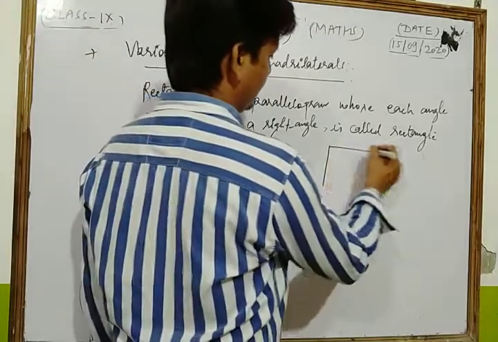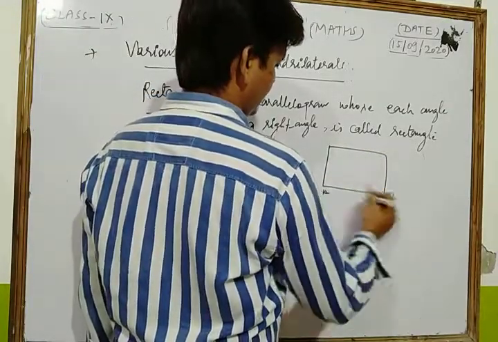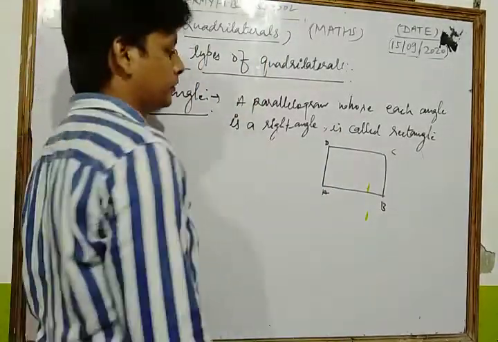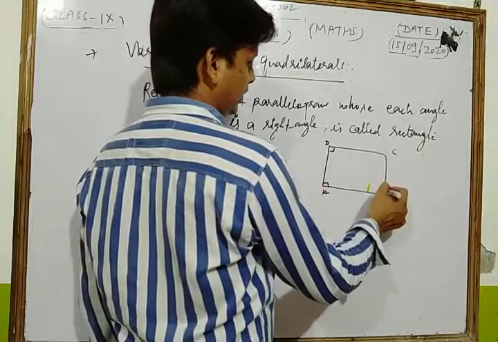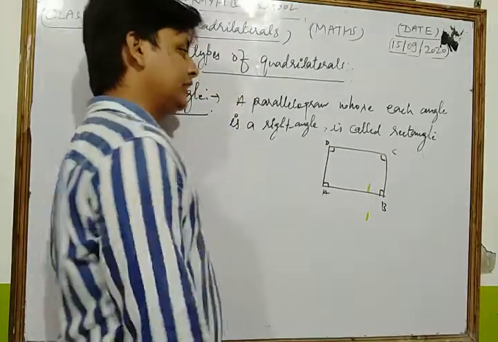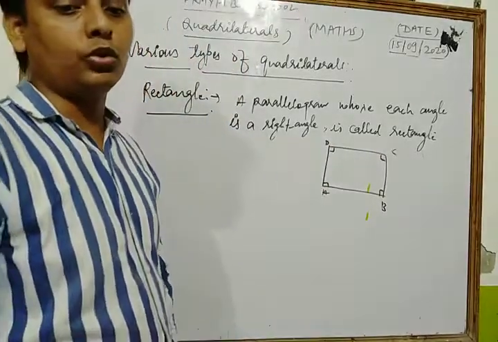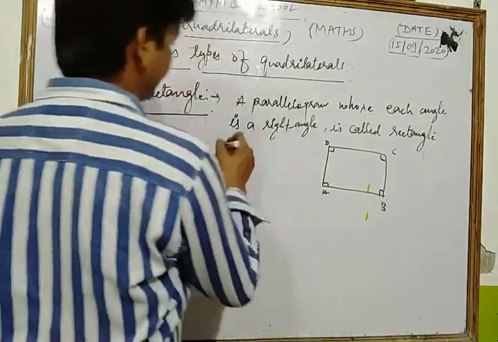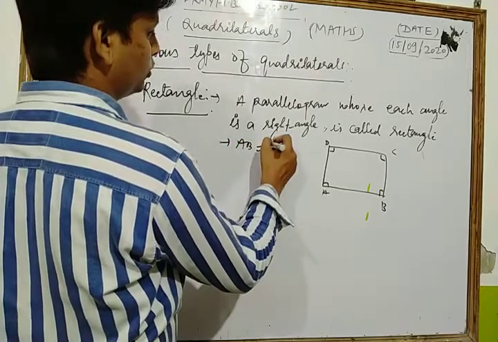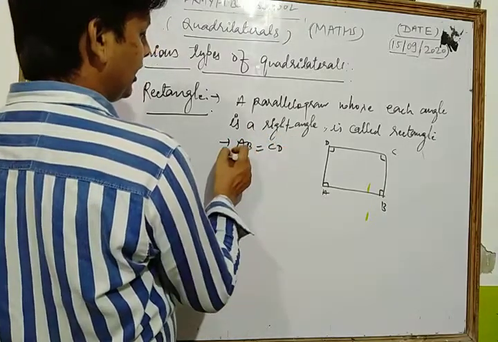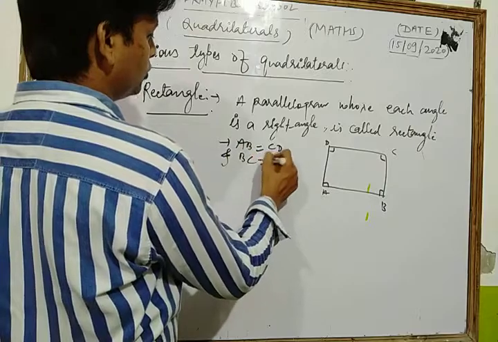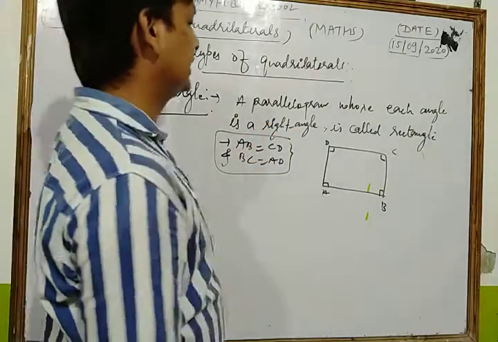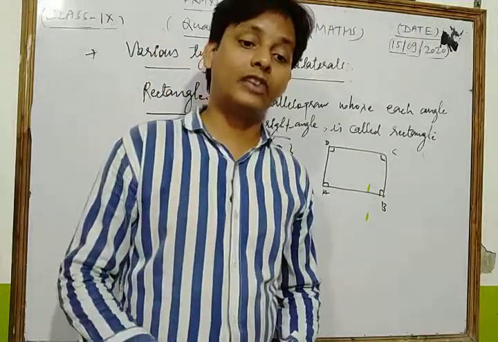Suppose that here ABCD is a rectangle in which each angle is a right angle, and also the opposite sides of the quadrilateral are equal to each other. It means that side AB is equal to side CD and side BC is equal to side AD. So a parallelogram whose each angle is a right angle is known as a rectangle.